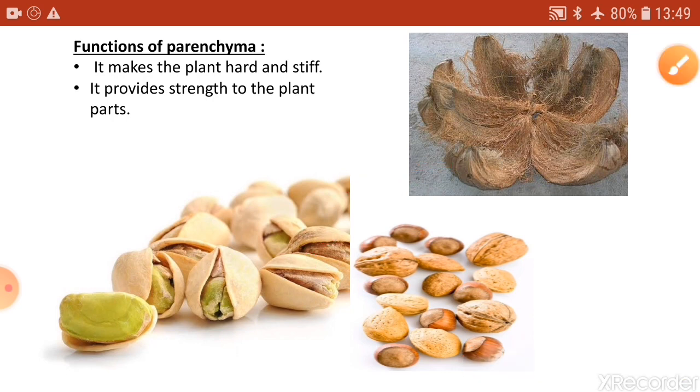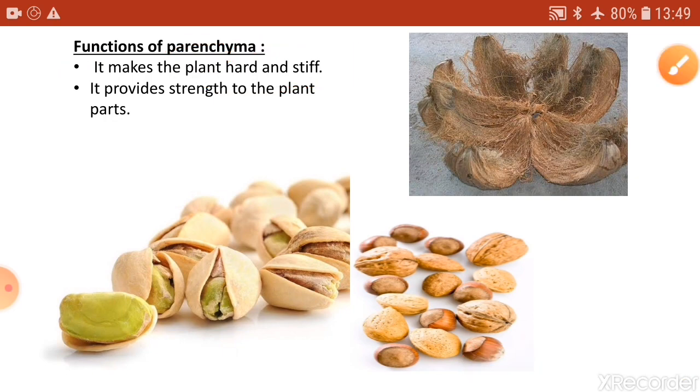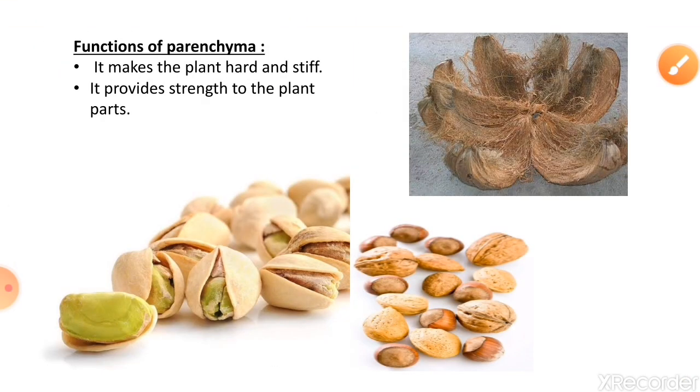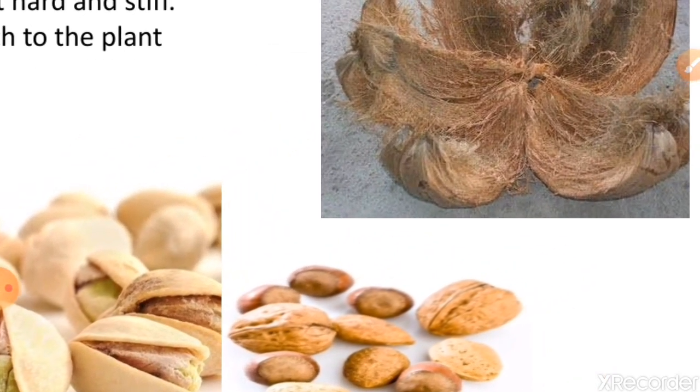Now, the function of sclerenchyma tissue, let us study. The most important function of sclerenchyma tissue is to provide mechanical strength. So, that's the most important. It's a mechanical tissue and it is sclerenchyma that makes a plant stand erect. And the sclerenchyma tissue makes the plant parts hard and stiff. So, the stiffness of any part of the plant is mainly due to the presence of the sclerenchyma tissue, right. So, that is about the functions of sclerenchyma, the most important function being providing mechanical strength.